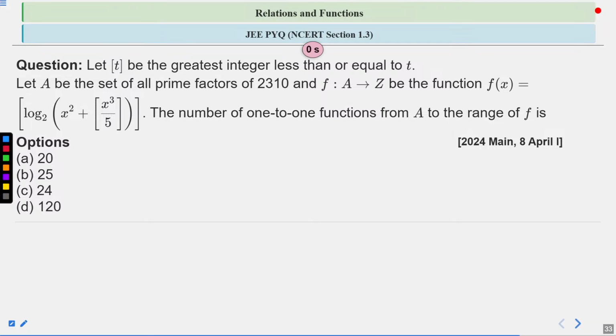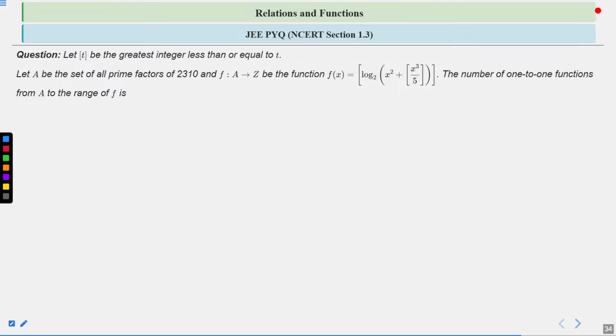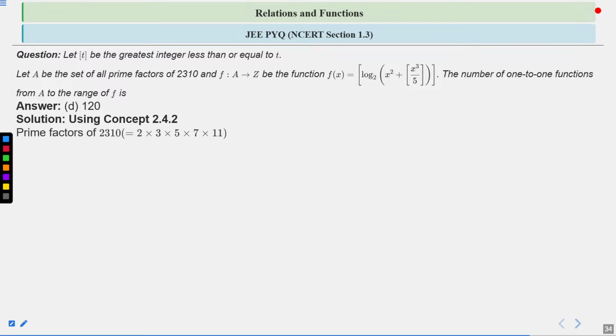Okay, let us move to the solution part. The question is given here. So the correct answer is option B, which is 120, right? So let us see. See, the prime factors of 2310 will be 2 into 3 into 5 into 7 into 11, all the odd numbers. Clear? So the prime factors are 2, 3, 5, 7, 11.